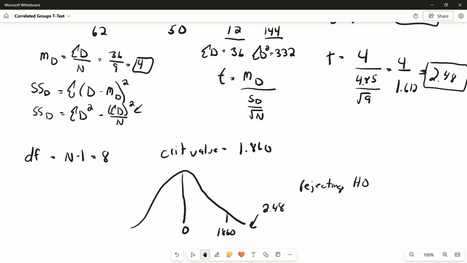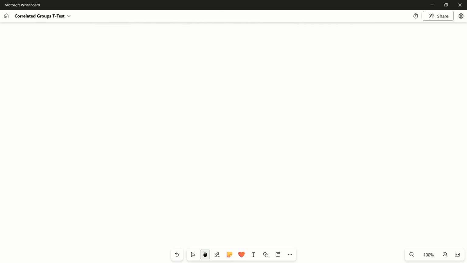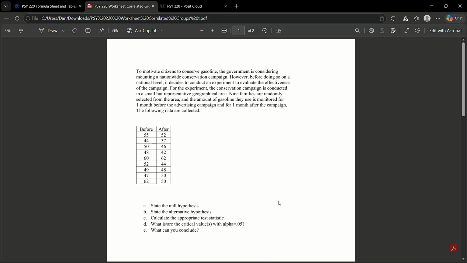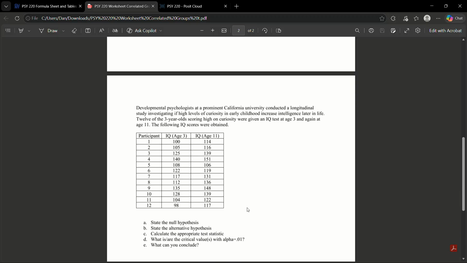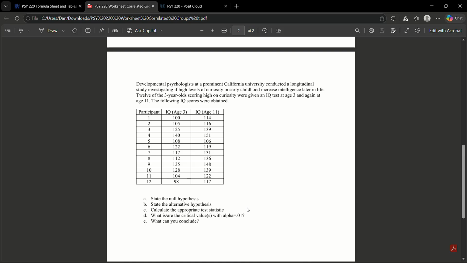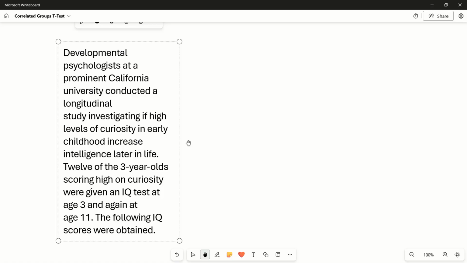So let's look at another problem. Problem 2. We are looking at IQ for this problem. So we're going to get the second problem here. These are available under the worksheet file folder in Brightspace. And this is looking at age, IQ and curiosity by age. So let's put it in here.